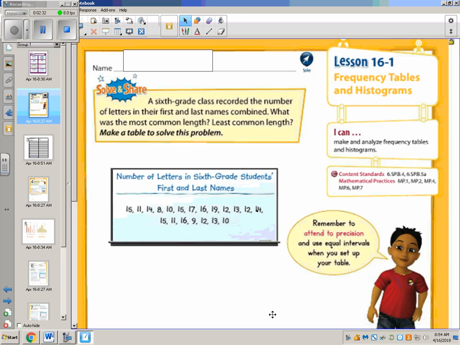So if you turn to today's Solve and Share, you can see that this is a yellow page, which means it is a review, and it says we're looking at frequency tables and histograms. So it says a 6th grade class recorded the number of letters in their first and last names combined. What was the most common length? What was the least common length? Make a table to solve this problem.